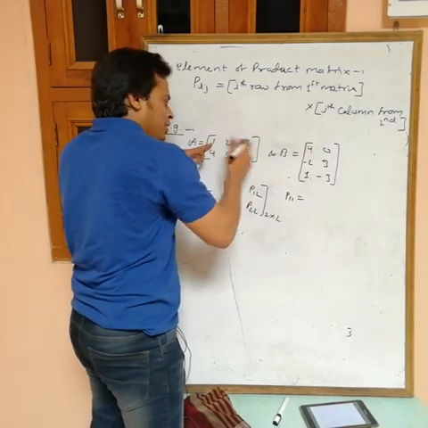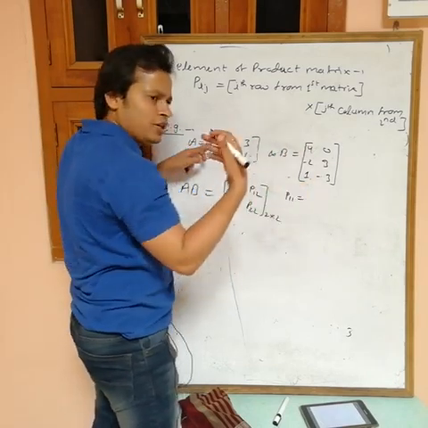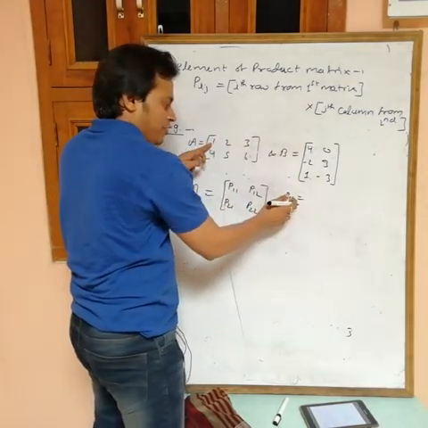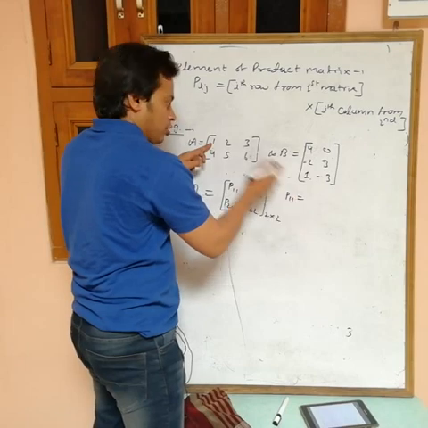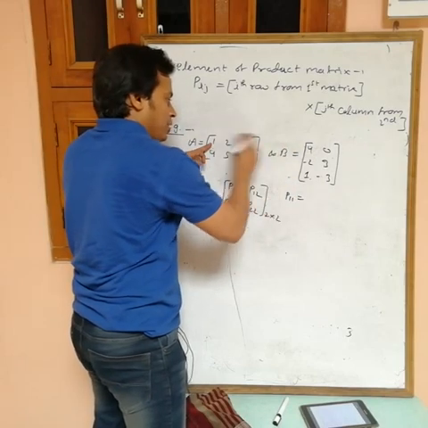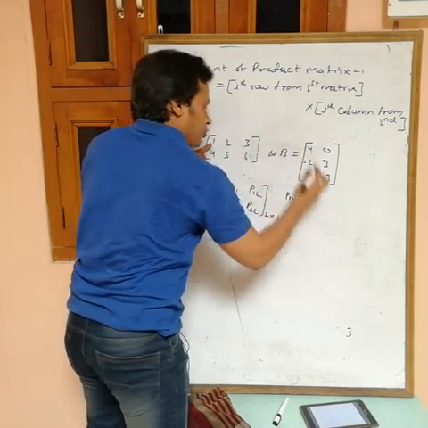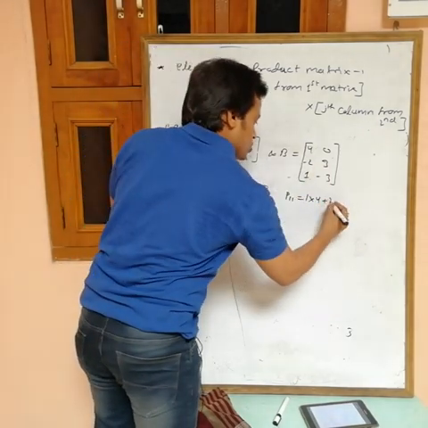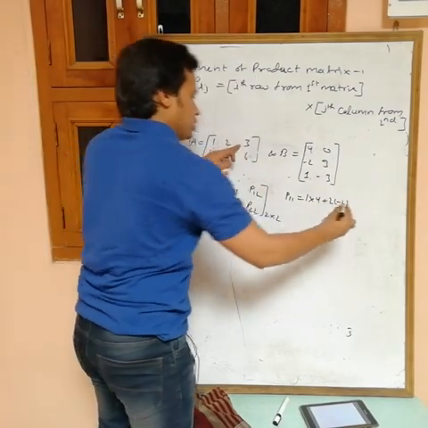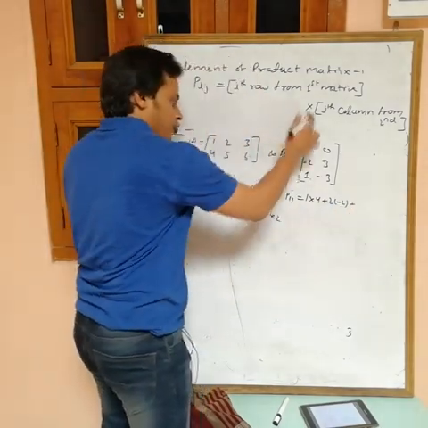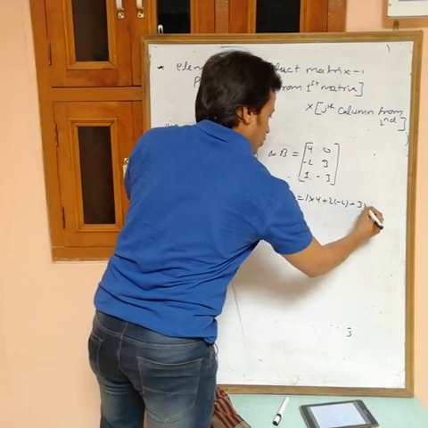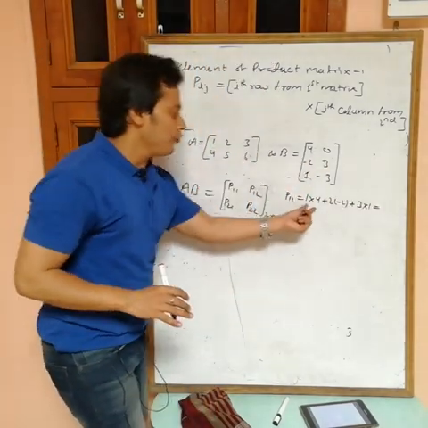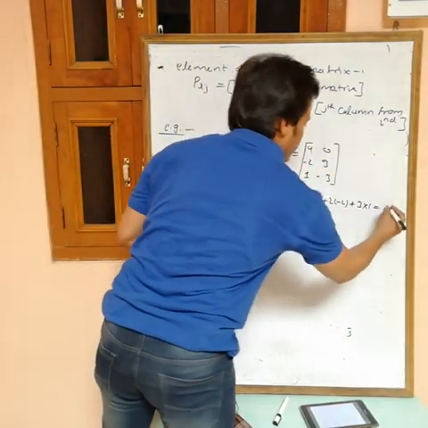Now how to multiply the first row with the column? Just multiply the corresponding elements. For P11, first row into first column: 1 into 4 plus 2 into minus 2 plus 3 into 1. This is P11. If you solve this one, plus 4 minus 4 cancel out, and at the end you will get 3.